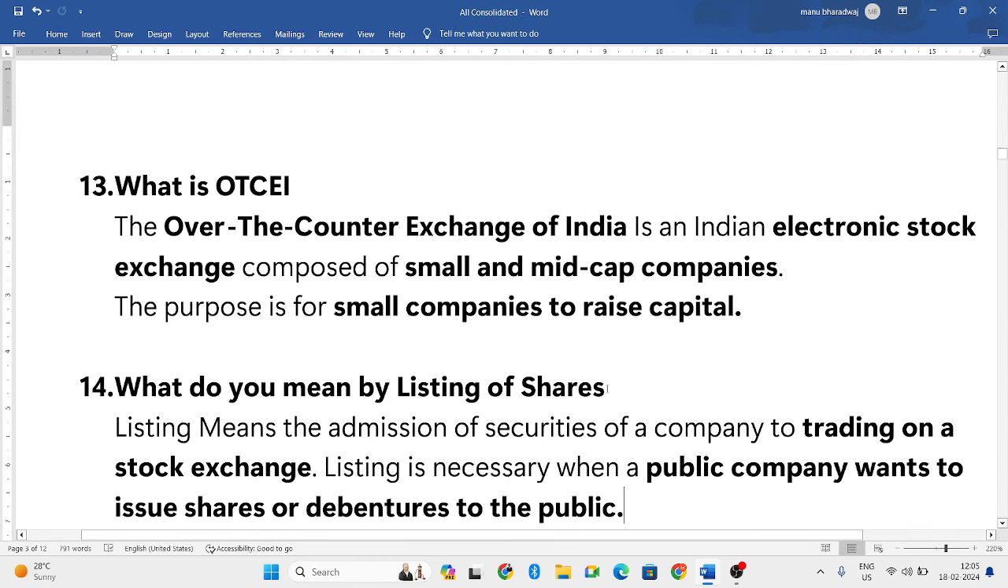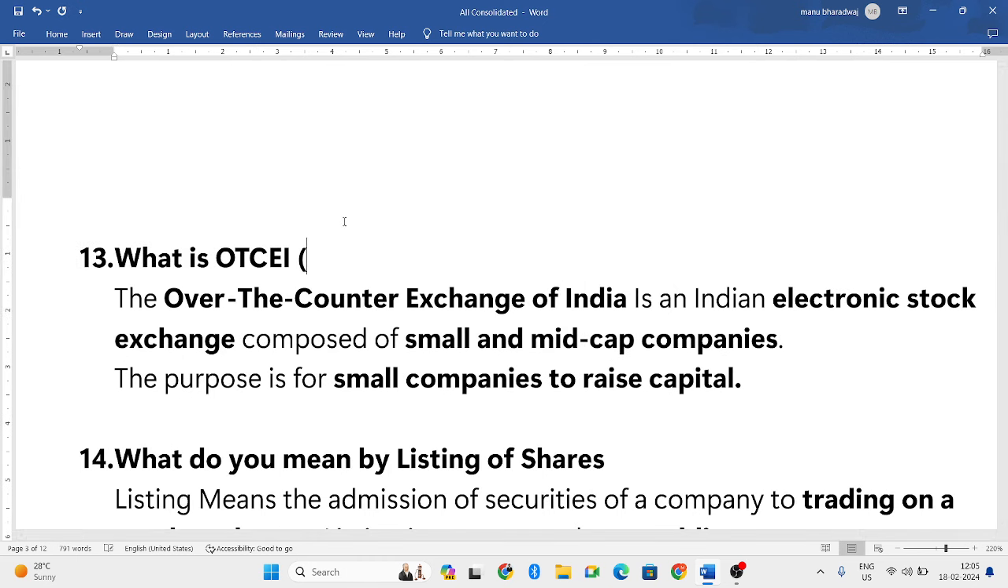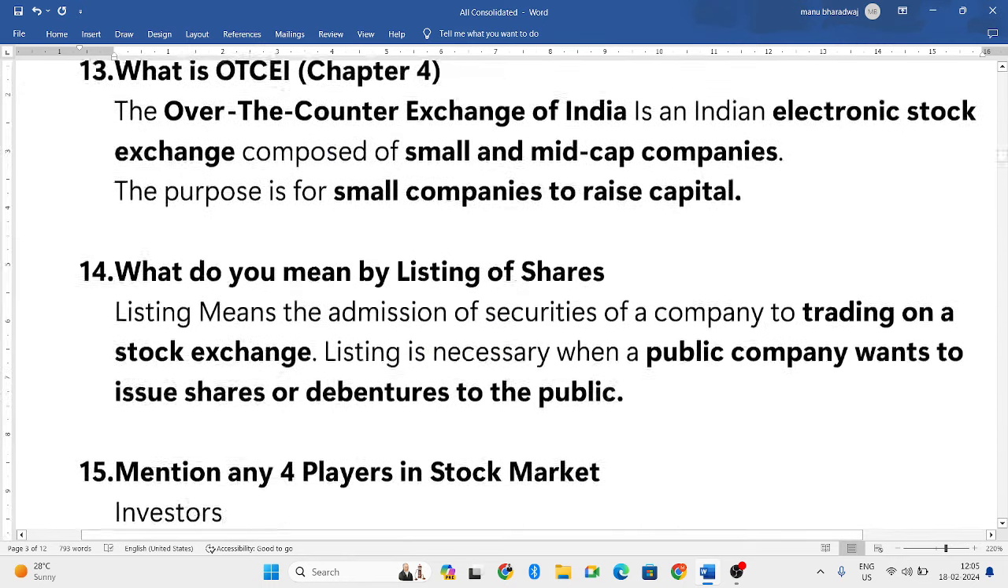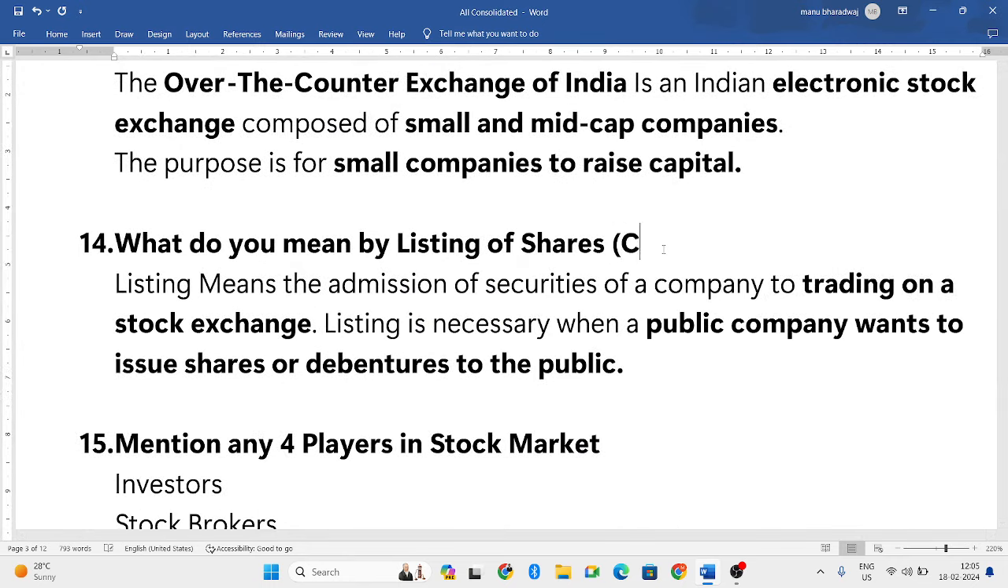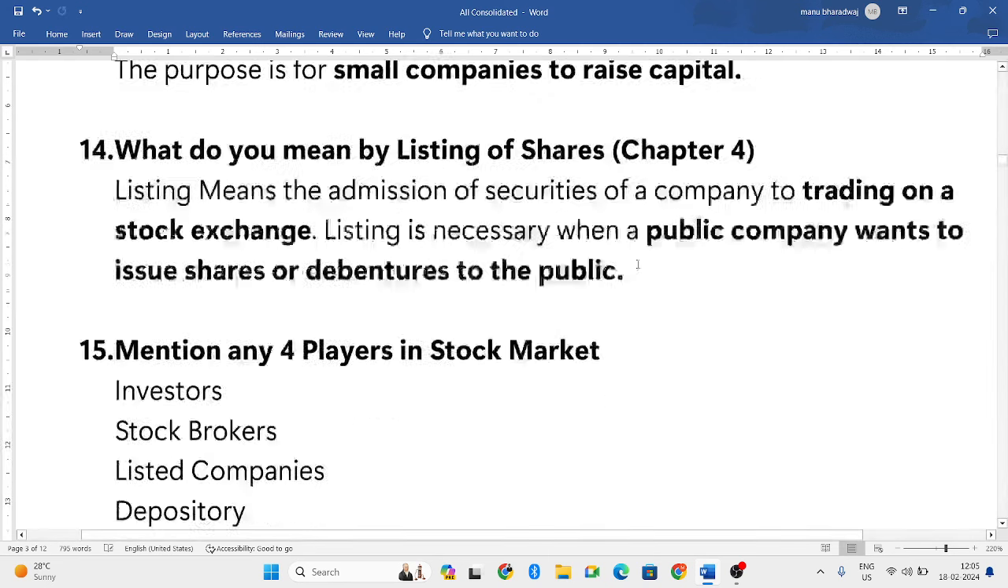Next, this is OTCEI, chapter number 4. For this I gave yes. Then even listing of shares comes under chapter number 4.